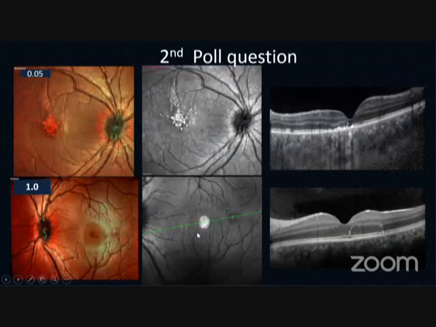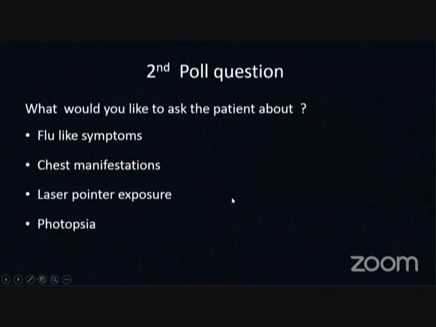So this is a patient who is 16 years old. He came in with this appearance, and he said he had a decrease in vision over the last 1 month. And the vision was 0.05 and 1.0. Whenever you see this appearance, what would you like to ask this patient about? This is a poll question. Would you like to ask about flu-like symptoms, chest manifestations, laser pointer exposure, or photopsia?